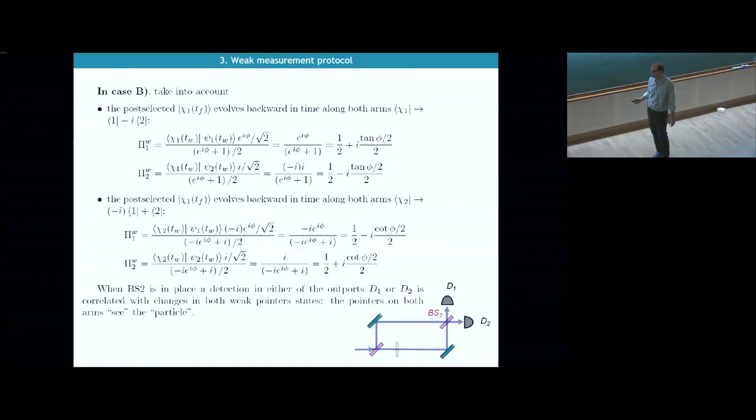So we're really trying to say something about the position of the particle when D1 has clicked, right? That's the main goal.